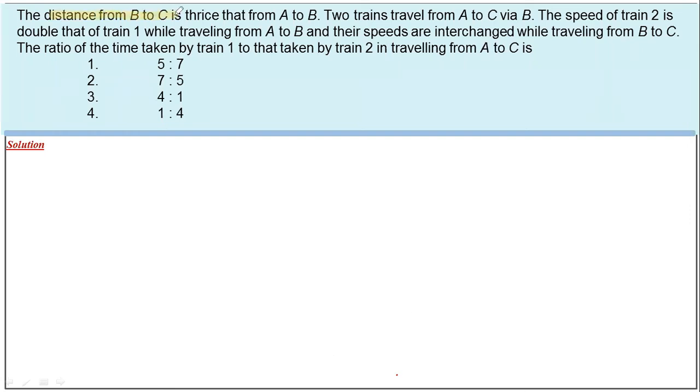The distance from B to C is thrice that from A to B. Two trains travel from A to C via B. The speed of train 2 is double that of train 1 while traveling from A to B, and their speeds are interchanged while traveling from B to C. The ratio of the time taken by train 1 to that taken by train 2 in traveling from A to C is which of the following?